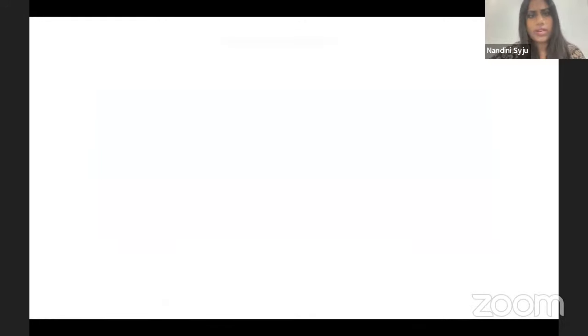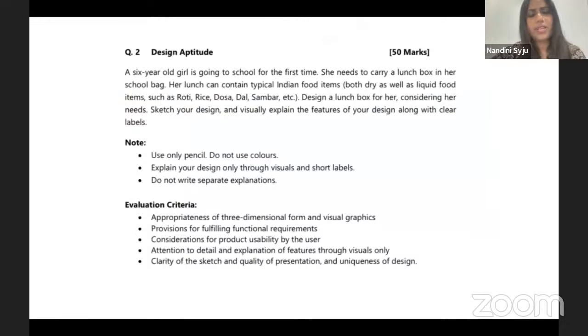So let's skip all of this and go to the last question again. So again, this is second question, equal grades, and this is a product design question. It says a 6-year-old girl. Again, they've started with the user, right? The person is going to school for the first time. Again, we have the environment, right? The school. She needs to carry a lunchbox in her school bag. So we have the object, that is the lunchbox, right?